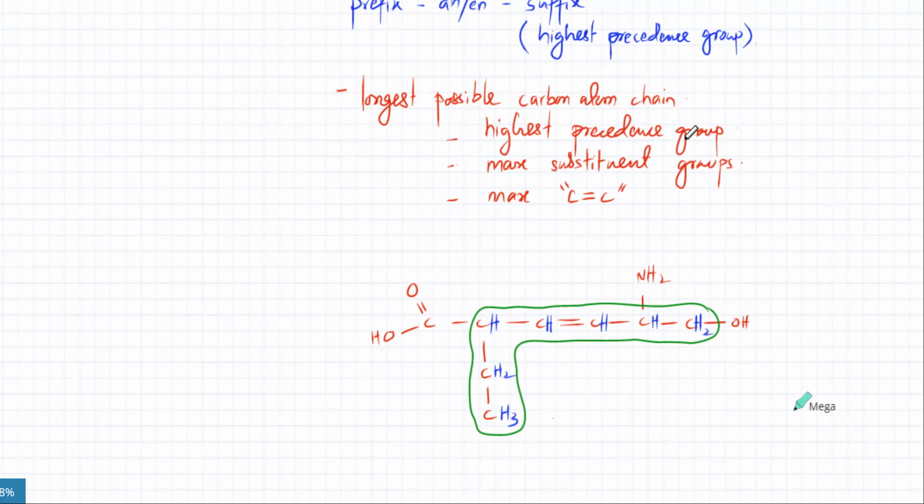Now, based on this criteria, should I consider this as my main chain or not? No. Why not? Because it doesn't have the highest precedence group. The carboxylic acid carbon is not a part of this. And I told you that it should be the longest possible carbon atom chain that includes the highest precedence group. So I'm not going to take that as my main chain. Is this point clear?